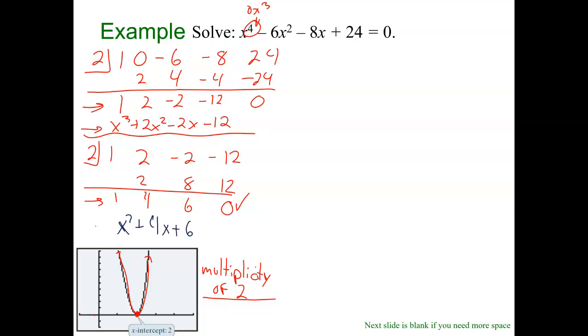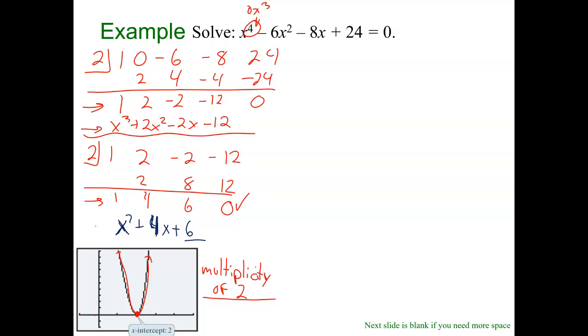Okay? So now we have a quadratic. Because we started with a 4th power polynomial, we had to do synthetic division twice in order to get down to a quadratic. That's the goal. And now when I'm at a quadratic, I can factor and solve. And then what's my backup if I can't factor? Quadratic formula.